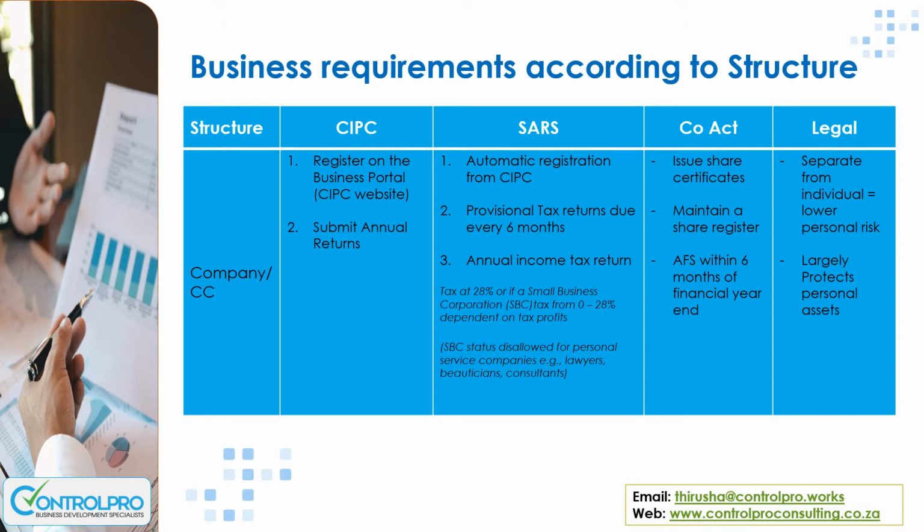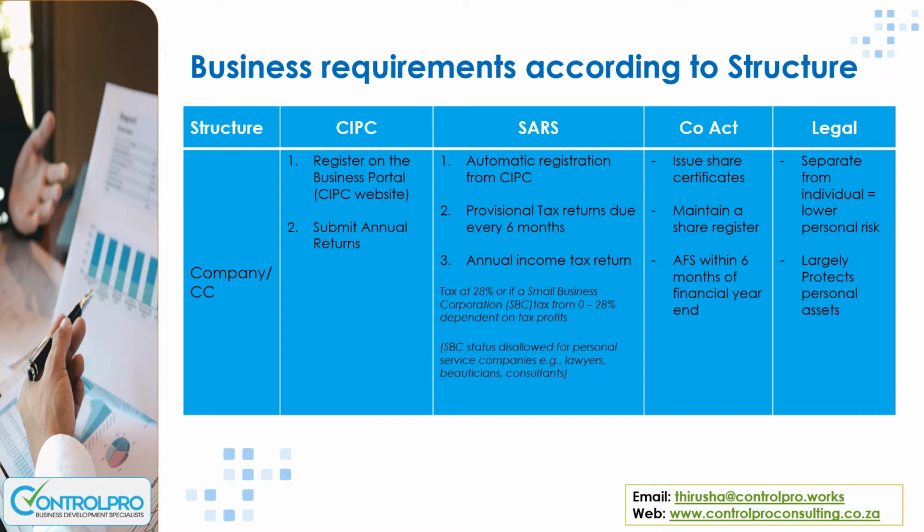Then, on a year-to-year basis, you'll have to submit an annual return, which is just to basically tell CIPC that you're still in business. In terms of SARS, once you register your business with CIPC, you are automatically registered for tax. In other words, SARS will allocate a tax reference number to your business immediately once your business is registered. For SARS, you will have provisional tax returns that will be due every 6 months and an annual income tax return that is also due. These are the minimum requirements.